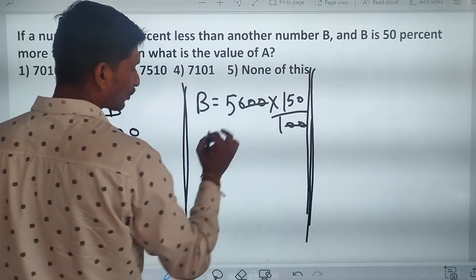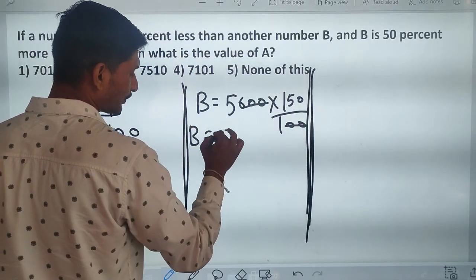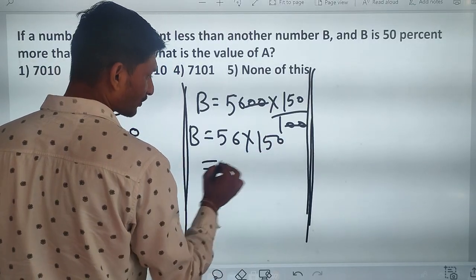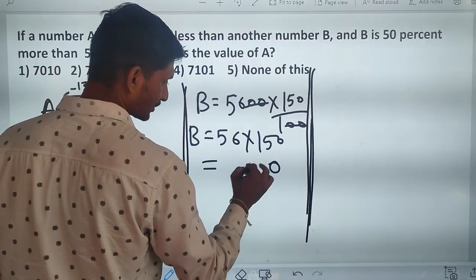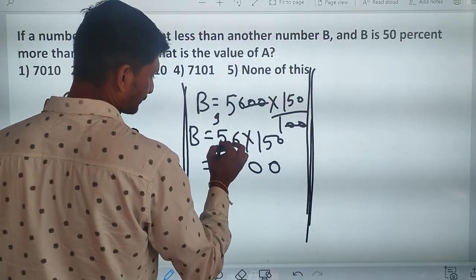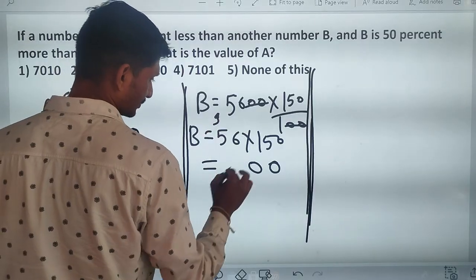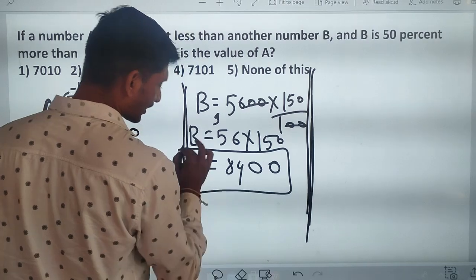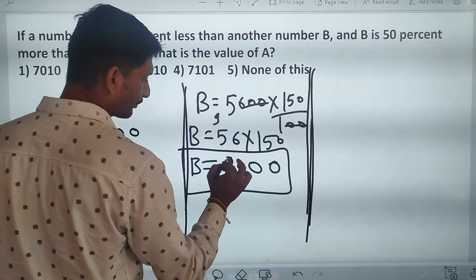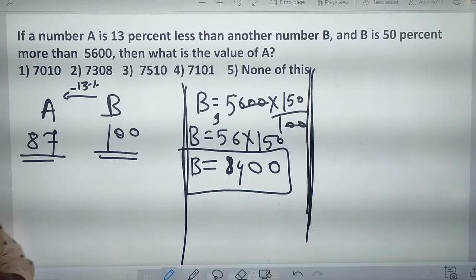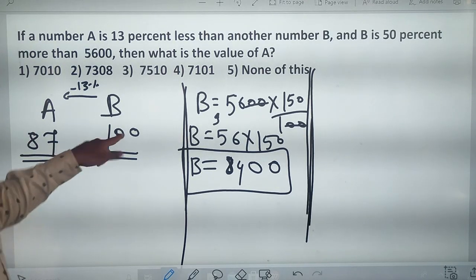Now here we take cross multiplication. B is equal to 56 into 150. Now the value of B is 8400. Now here A and B.